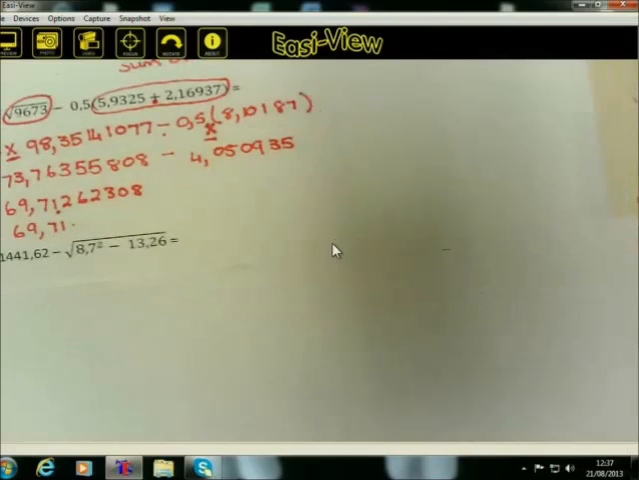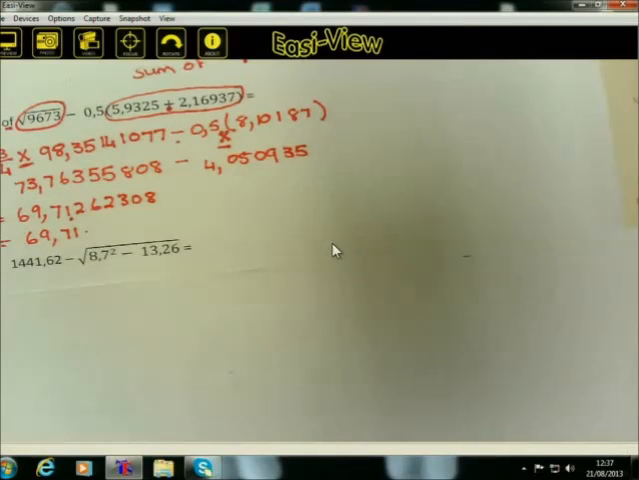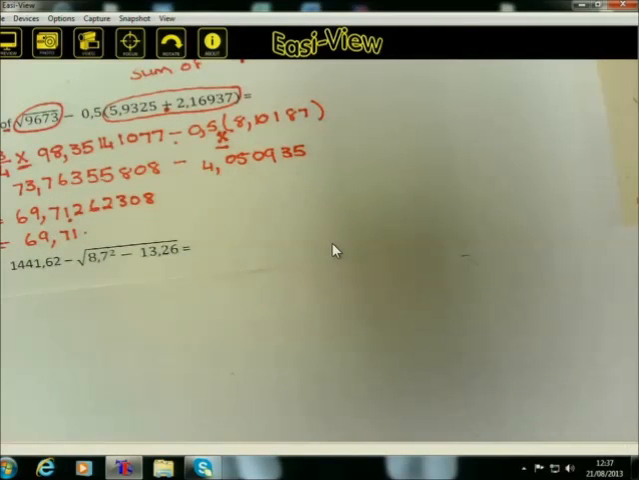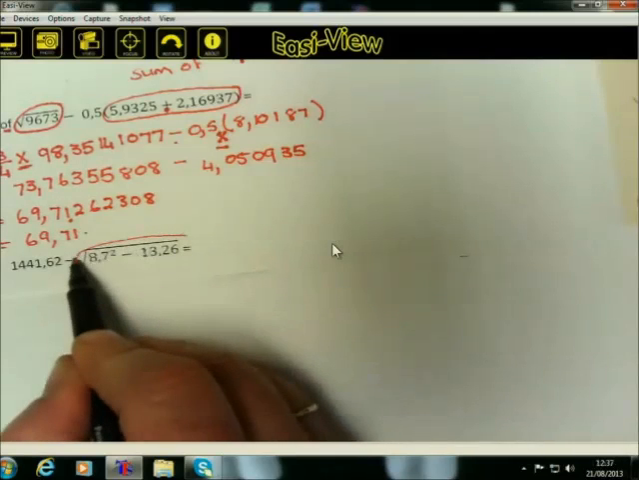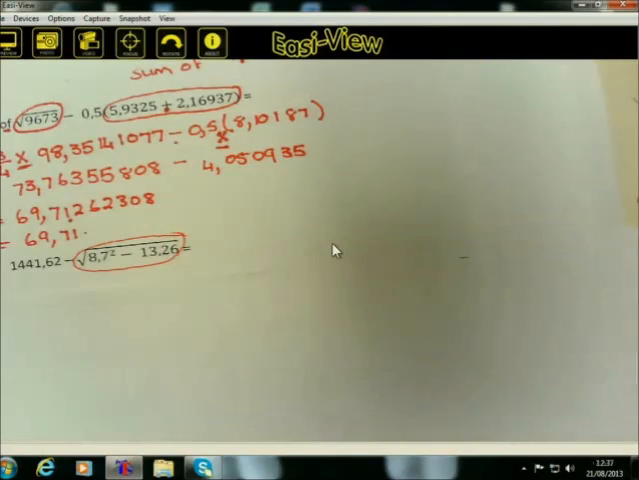Here is the last one. I'm going to leave it for you to do. Please write it down. 1441.62 minus, and be careful, the square root is over the whole thing, ne? 8.7 square minus 13.26. Okay, grade 12, I'm going to trust that you will find this answer and that you will go back to your teacher to check that this answer that you found is correct.